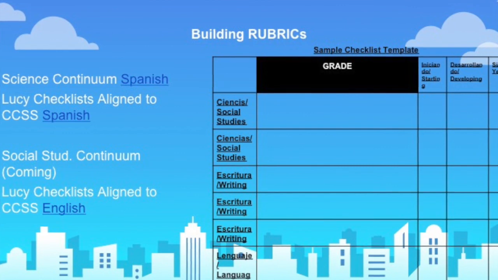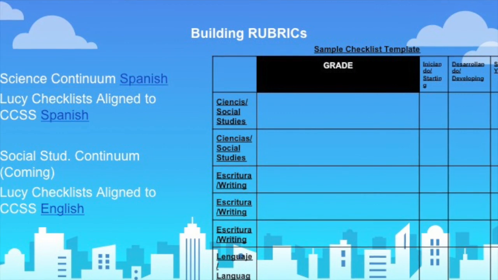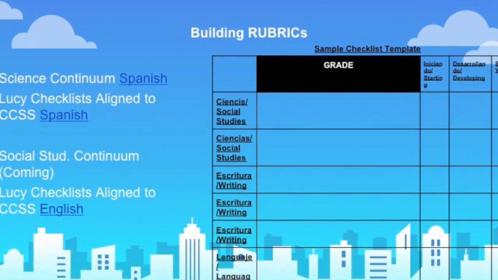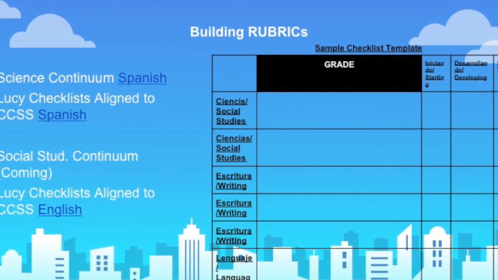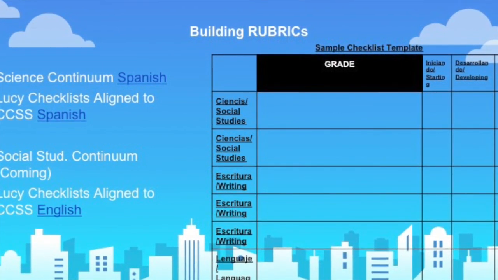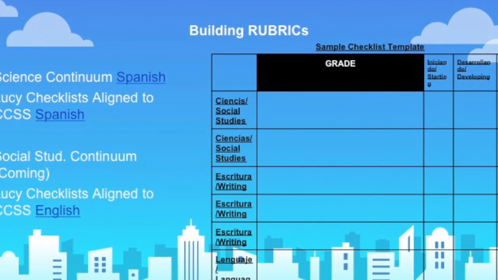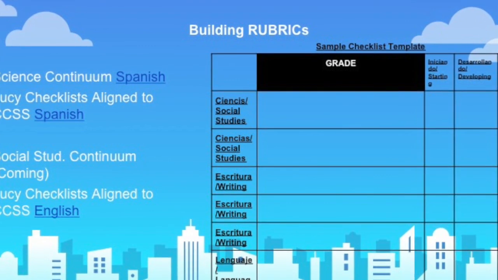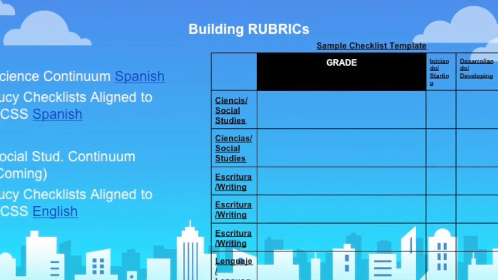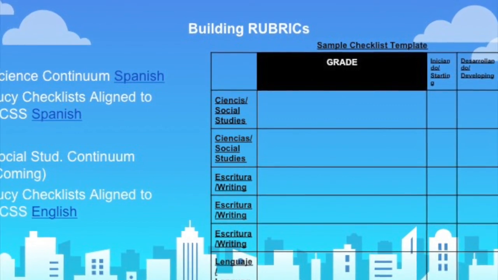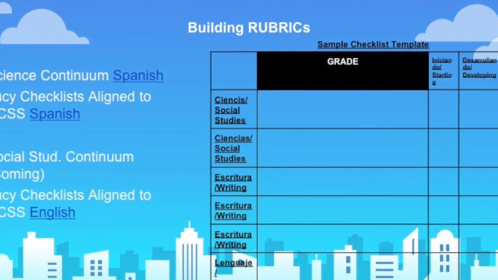So the goal here is to get into the sample checklist template, which is in the team drive. You're going to need to make a copy of that template for every BUF that you have. And what you're going to do is copy and paste the science continuum skill that you're going to be assessing, as well as the skills from the Lucy Calkins checklist that you will be assessing as a result of the task that you've planned for students.